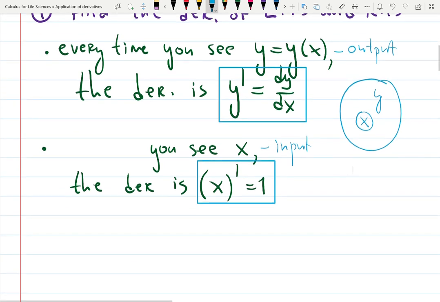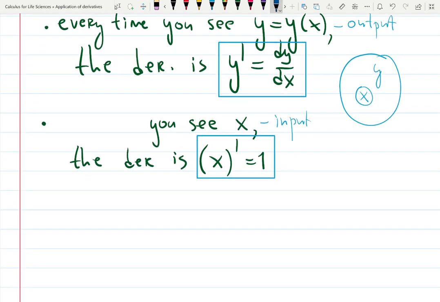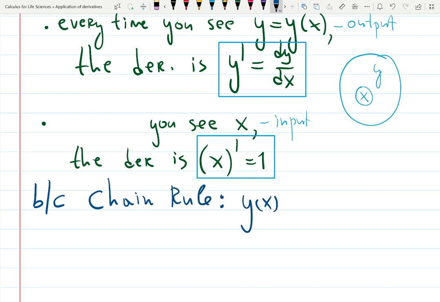That comes from the chain rule. If you want to know the explanation, it's because of the chain rule. So y, which depends on x, being differentiated gives you y prime, the derivative of the function outside, times the derivative of x, which is 1. That's kind of how you can understand this idea. Make sense? The derivative of the function outside is y prime times the derivative of the function inside, which is x, which is 1.